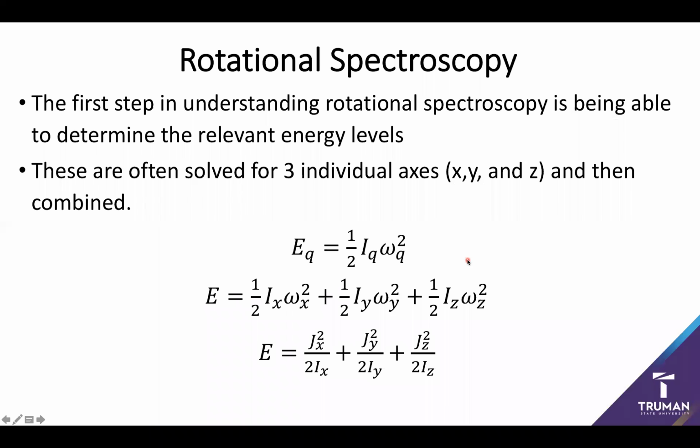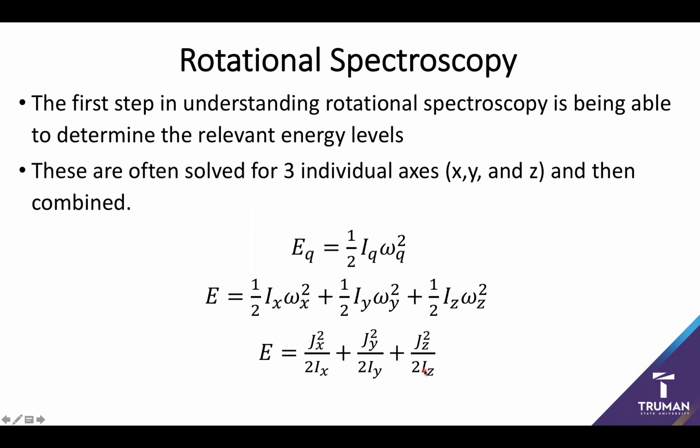So far what we've established is that we can determine the energy of a three-dimensional rotor by solving essentially the energy in each of the individual axes by knowing the relevant moment of inertia and the angular velocity. This can be translated into the angular momentum in each of the three directions, again, corrected for the relevant moment of inertia.